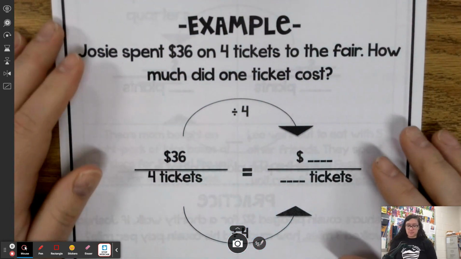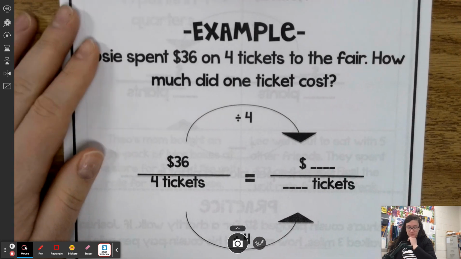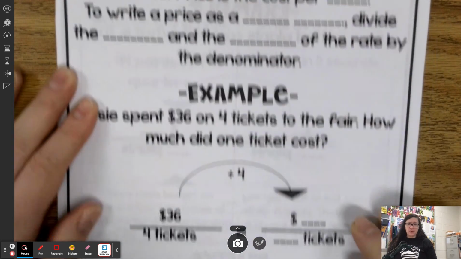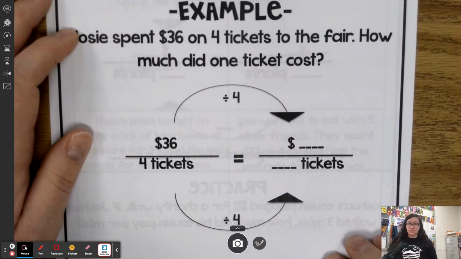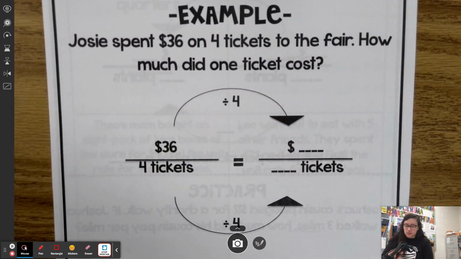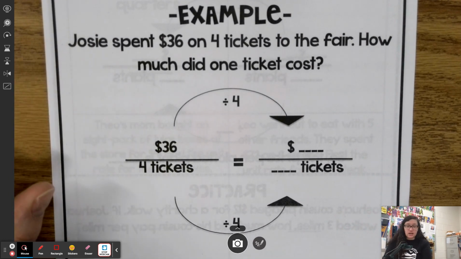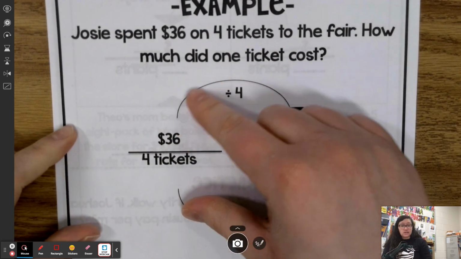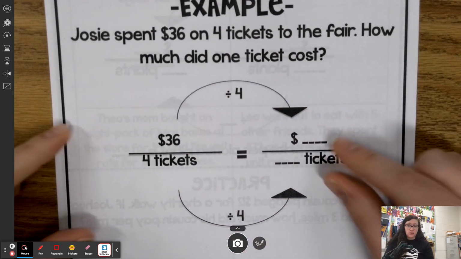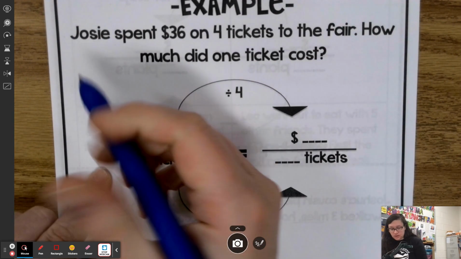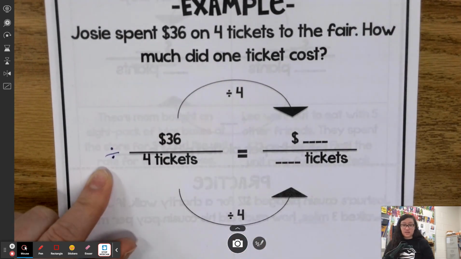So we're going to go down to this example. Don't worry about filling in this unit price up top. We're just going to go straight into the example. So this one, Josie spent $36 on 4 tickets at the fair. How much did one ticket cost? We could divide them both by 4, or we know our fraction bar means what? Our fraction bar means division.